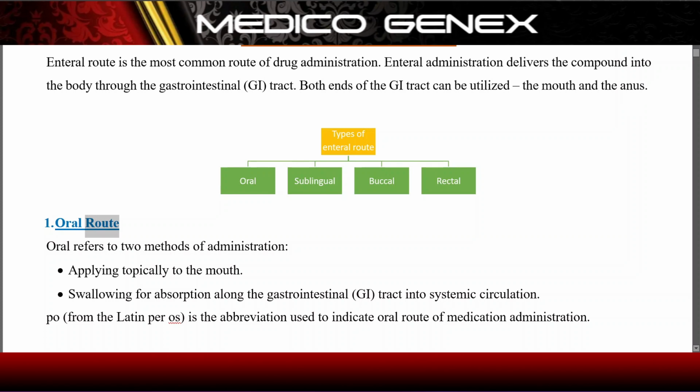Oral route. Oral refers to two methods of administration. Applying topically to the mouth. Swallowing for absorption along the gastrointestinal, GI, tract into systemic circulation. PO, from the Latin per os, is the abbreviation used to indicate oral route of medication administration.